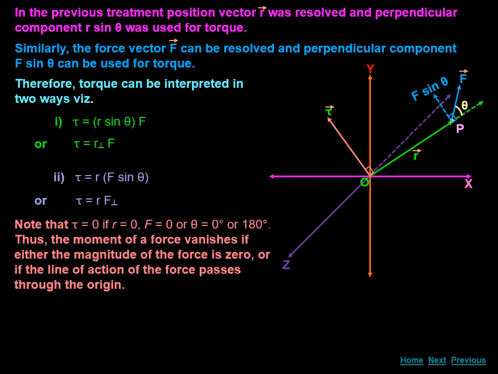So note carefully that torque is equal to 0 if r equals 0 or F equals 0, or if theta is equal to 0 degree or 180 degree. For theta equal to 0, sin theta will be 0, and for theta equal to 180 degree also, sin 180 will be 0. So the moment of force vanishes if either the magnitude of force is 0 or the line of action of the force passes through the origin.